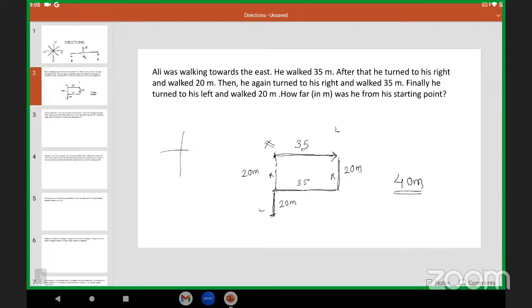If you look at north, south, west, east, he started from here and now he's at the south, and the direction he is facing is also south. So the answer is 40 meters south.